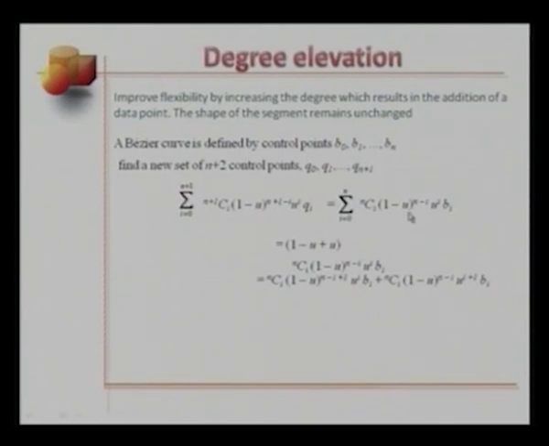If I see one term in this expression, any term, then that is equal to (1 minus u plus u) times n combination i, (1 minus u) raised to n minus i times u raised to i times b sub i. Absorb this term into this to get n C i (1 minus u) raised to n minus i plus 1 times u raised to i times b sub i, plus n combination i times (1 minus u) raised to n minus i times u raised to i plus 1 times b sub i.